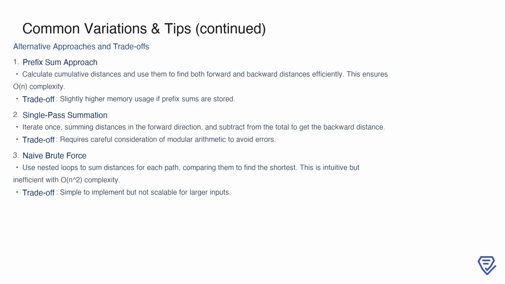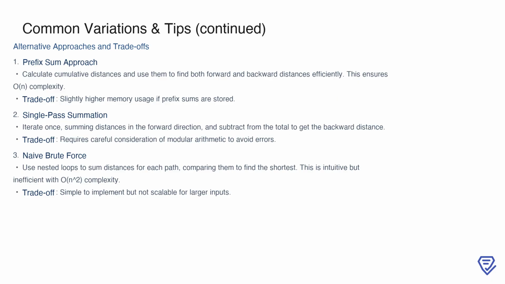Another option is the single-pass summation technique, where you iterate through the array once, summing distances in the forward direction, and then subtract this from the total route length to determine the backward distance. While this avoids additional memory usage, it requires careful handling of modular arithmetic to ensure accuracy.